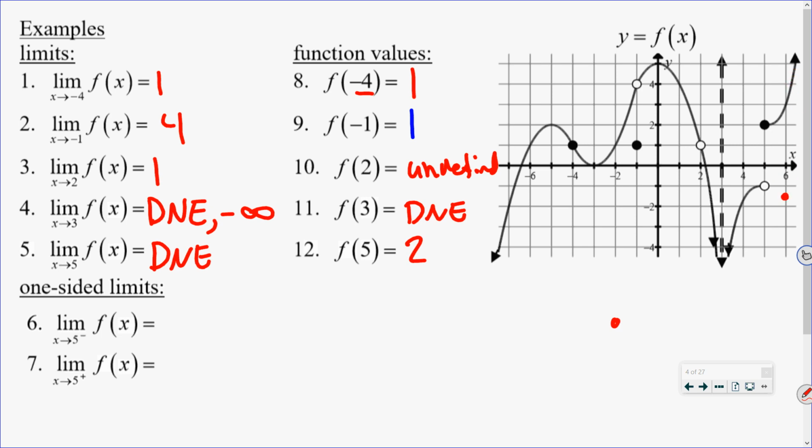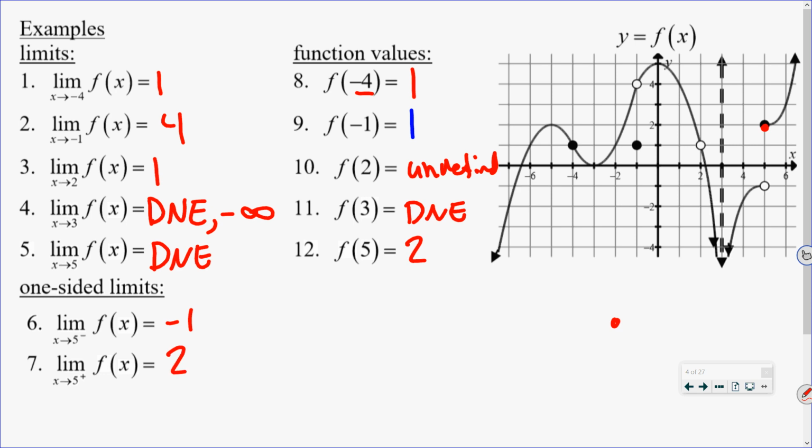Oh, that's the right side. I'm sorry. As I come from the left side, as I get closer to 5, the y value is getting closer to -1. As I come from the positive side, so from the right side, my y value is getting closer to 2.